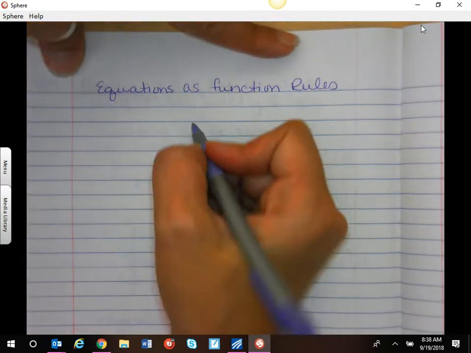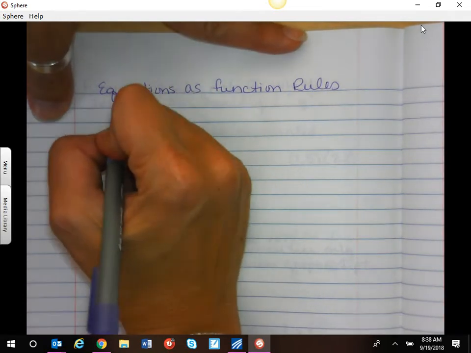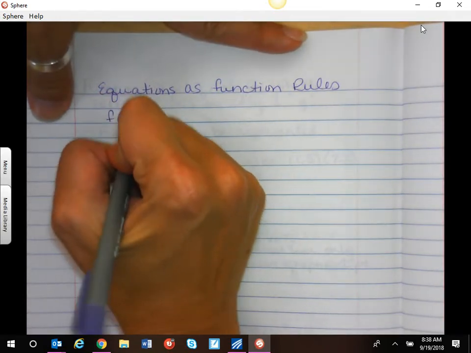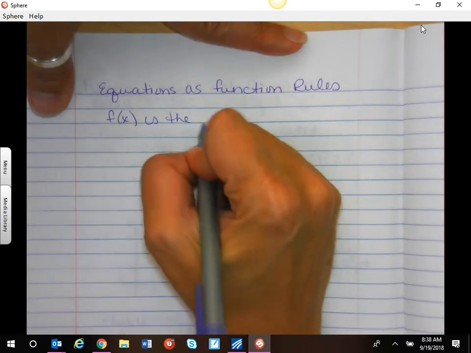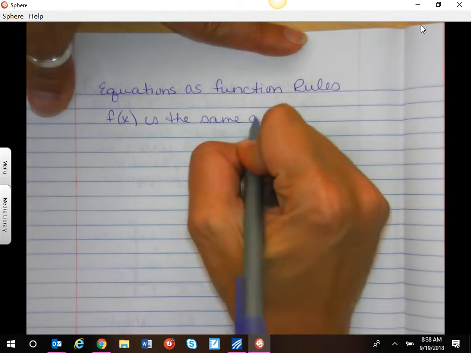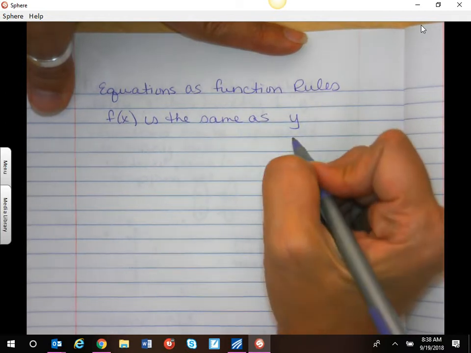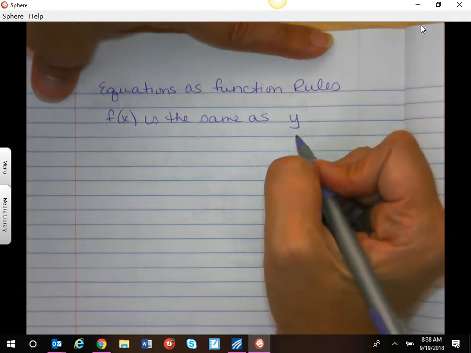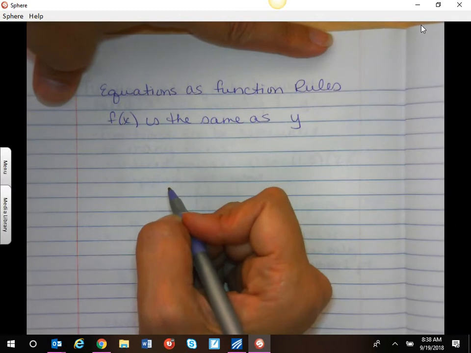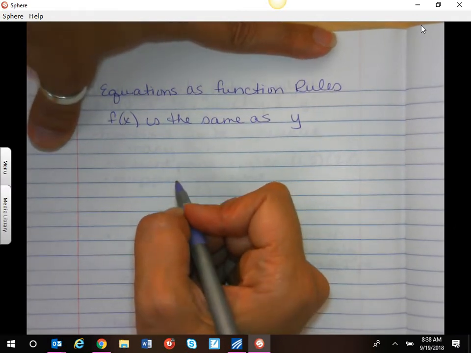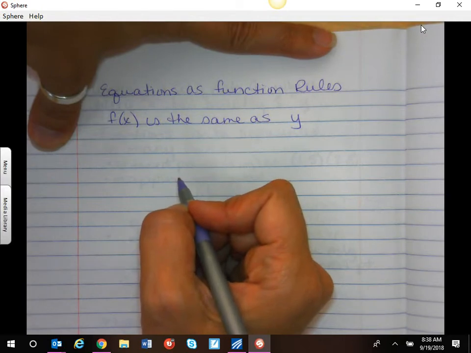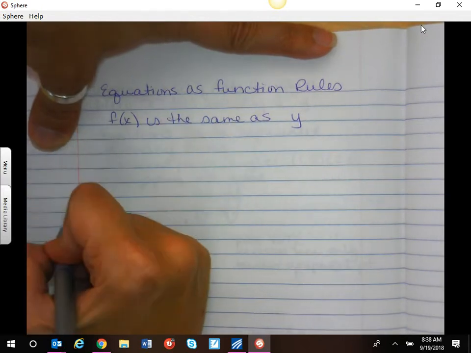So in our notes earlier in class today, we said f of x is the same as y. And if you can keep that in mind, then you're going to be very successful today. So I want to show you some different versions of f of x and how we can apply it. And we're just really using our same equation rules that we started with at the beginning of the year.